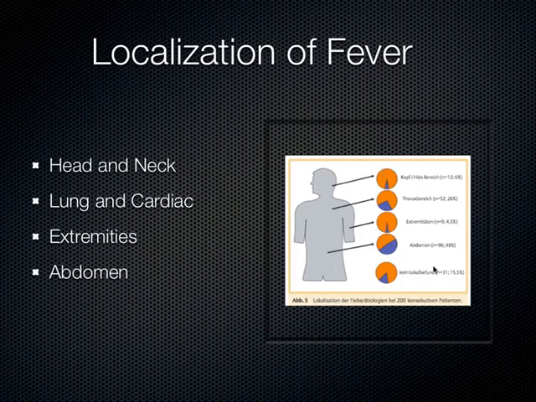This is a diagram from their article. I don't speak German, but it looks like you could go to the head or neck in about 12% of patients. They found the evidence in 26% of patients in the chest, lung or heart, and in the extremities about 4.5% of patients, and almost half the patients they found the information in the abdomen, and 15% of the patients had this. I have no idea what this means, but yeah. So we're going to go through the head and neck, the lung, cardiac, extremities, and abdomen, searching for a fever.